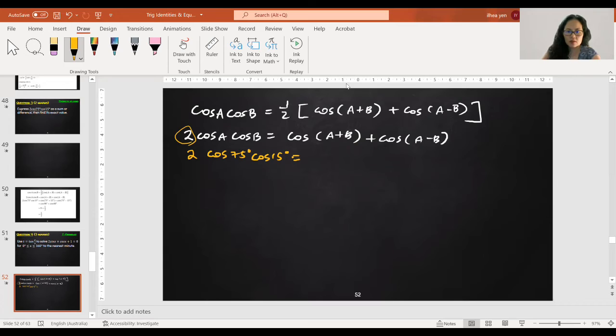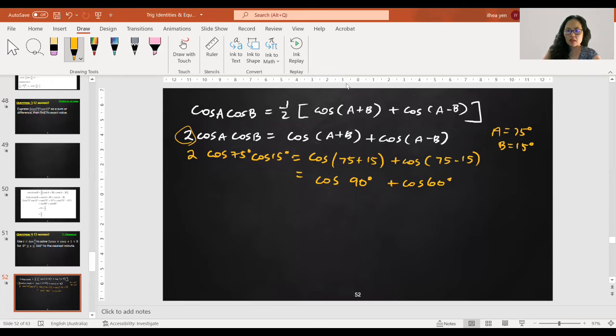So what I'm going to do now, remember, A is 75 degrees, B is 15 degrees. So I'm going to put that in: cos of 75 plus 15 plus cos of 75 minus 15. Okay, so that becomes cos 90 plus cos 60 degrees. Now, what's cos 90? You can use a calculator, obviously, but that's 0.